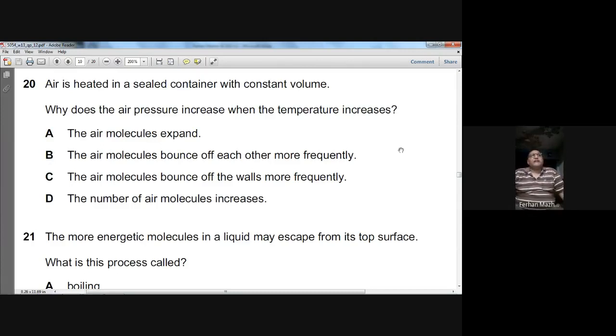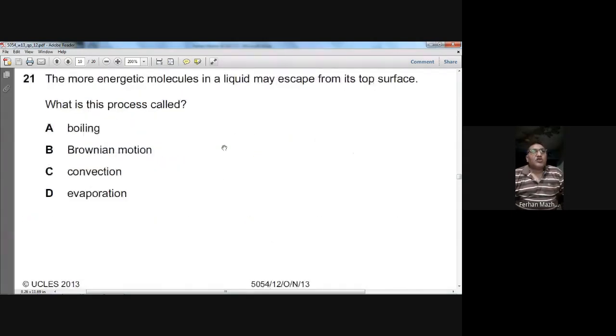Question number 20. The air molecules bounce off the walls more frequently. C. Question number 20, C is the option. You understand? C is the option. The collision frequency with the walls has increased. That's why the pressure has increased. I gave you the full detail. Question number 20, C is the option. I hope you understand.